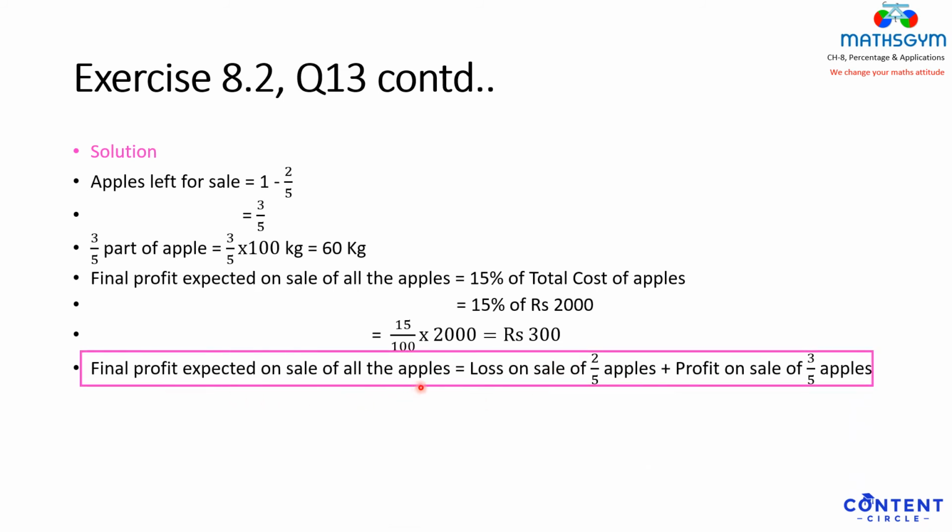Final profit which is expected from the sale of all apples will be equal to the loss from the sale of 2/5 apple and the profit from the sale of the balance 3/5 part of the apple. So please take a note, this is your master equation. Okay, so that's why it is in the box as well. Final profit which is expected from the sale of all apples, which you have arrived at, which is rupees 300, will be calculated by subtracting the loss from 2/5 apple and adding the profit from the sale of 3/5 apple. We don't know the profit from the sale of 3/5 apple, we need to find it out, but we know the final profit expected is 300 rupees.